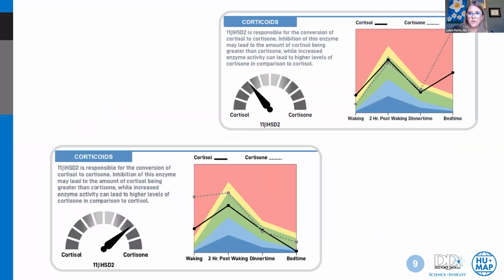Now, here are two additional examples of summary page snippets. You can see the patient on the right is favoring cortisol and the patient on the left favoring cortisone.